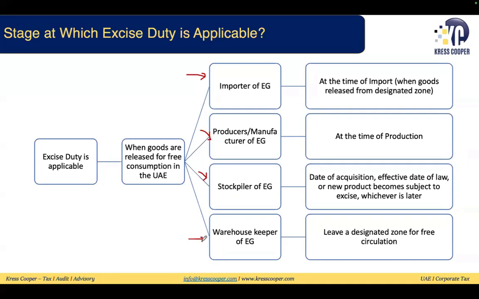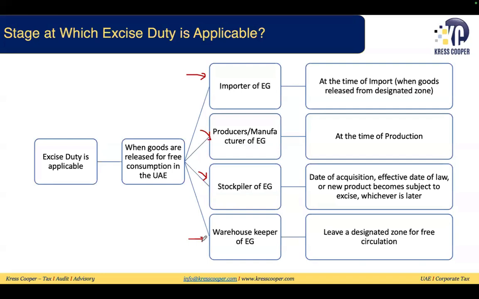This is the second: stockpilers. Stockpilers are basically the people who are holding stock in excess of normal usage, and they have not paid excise duty on that stock. Stockpilers of excisable goods are liable to excise duty as well. They are liable to pay excise duty on the date of acquisition of the goods, or the effective date of the law, or when a new product becomes subject to excise, whichever comes earlier. So our condition is that the stockpiler must be holding excessive excisable goods on which they have not paid any tax, then they will be subject to excise duty on those goods.